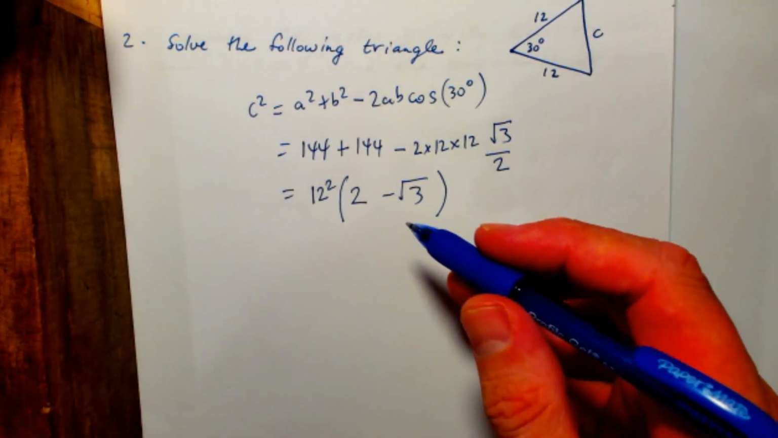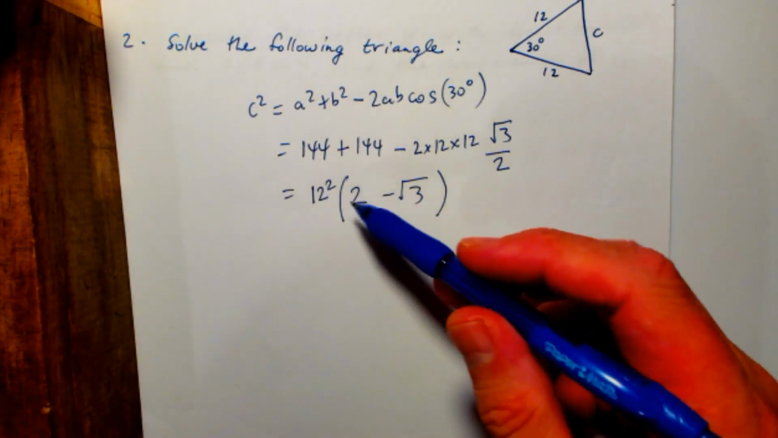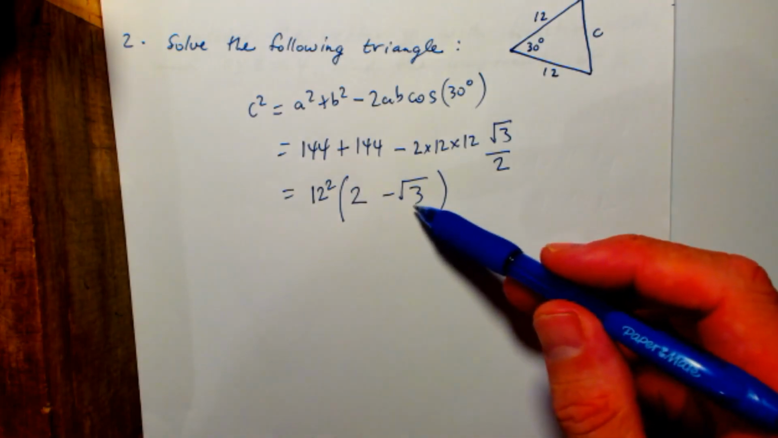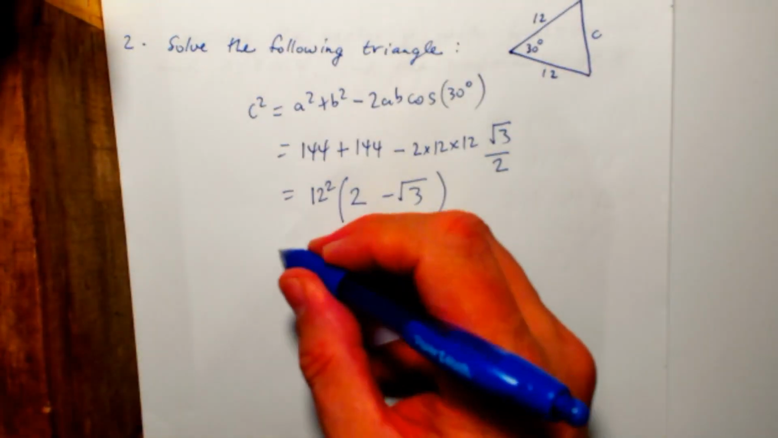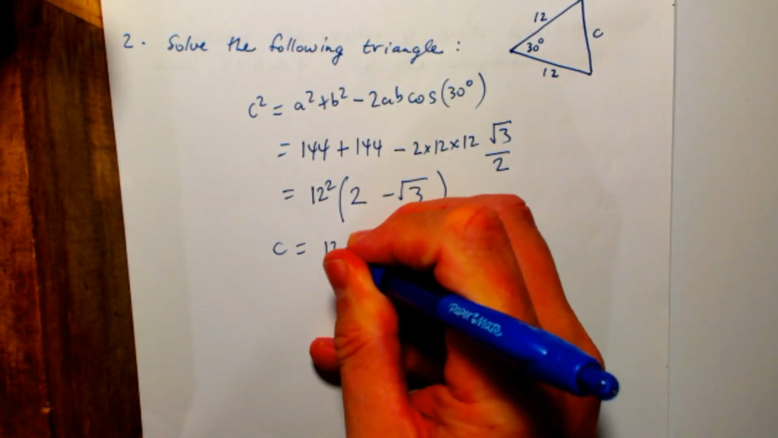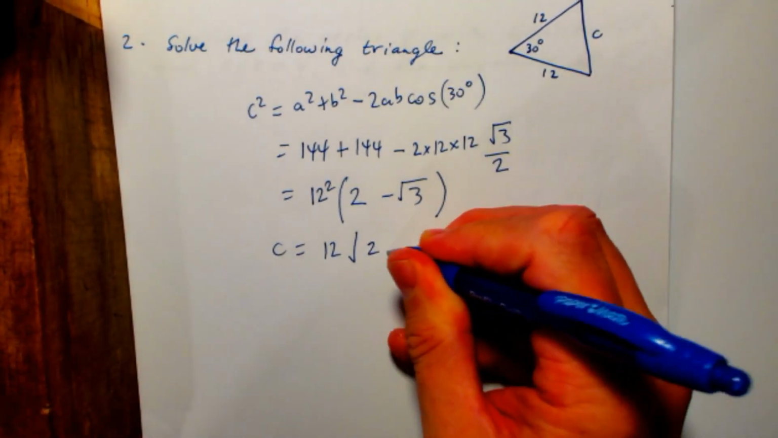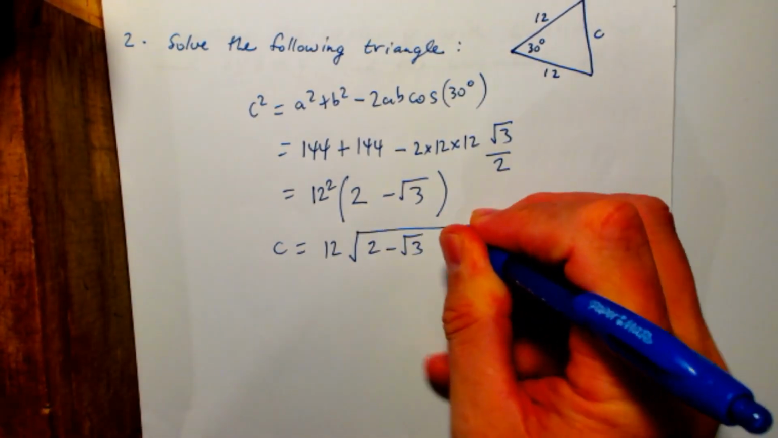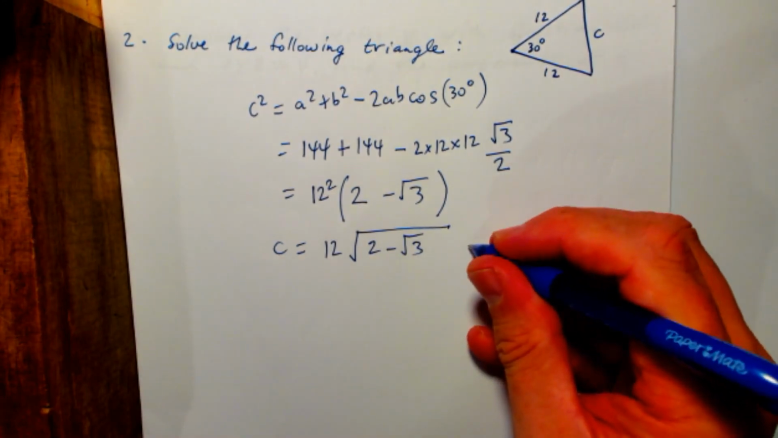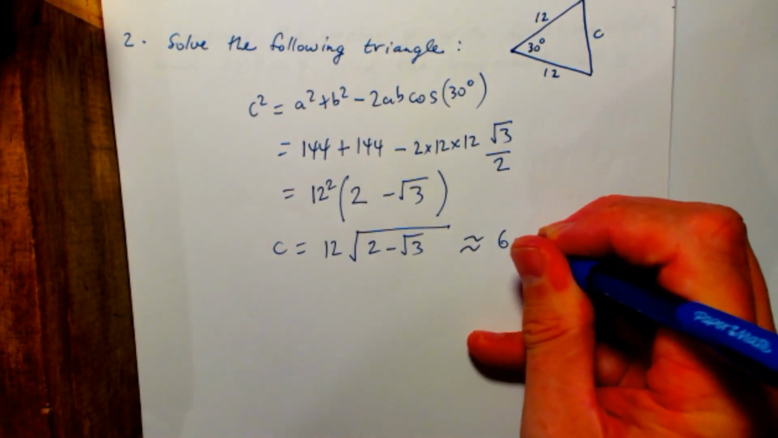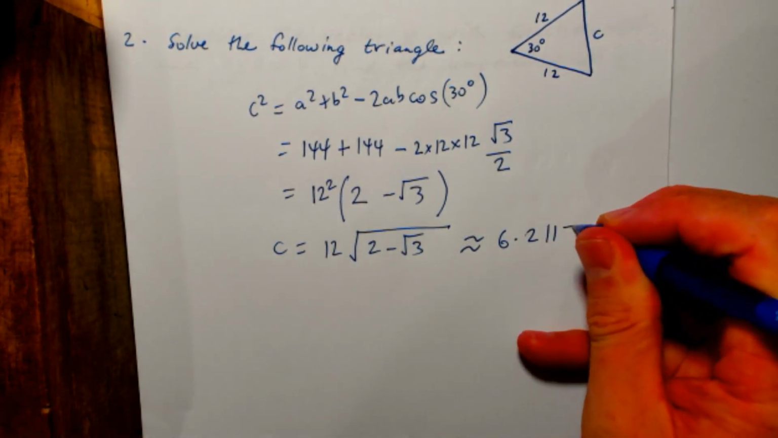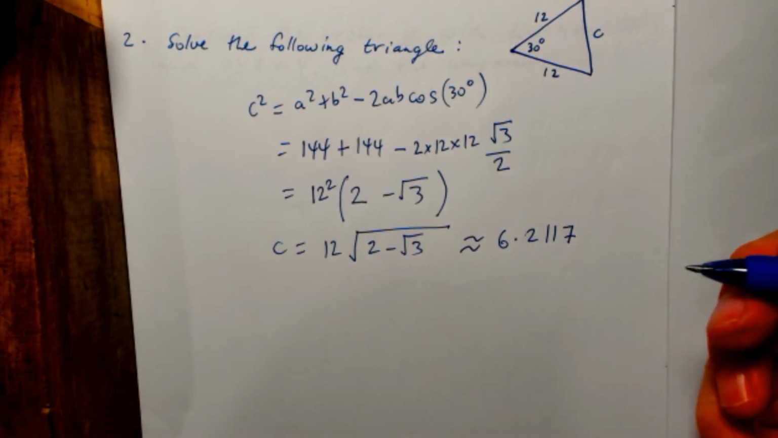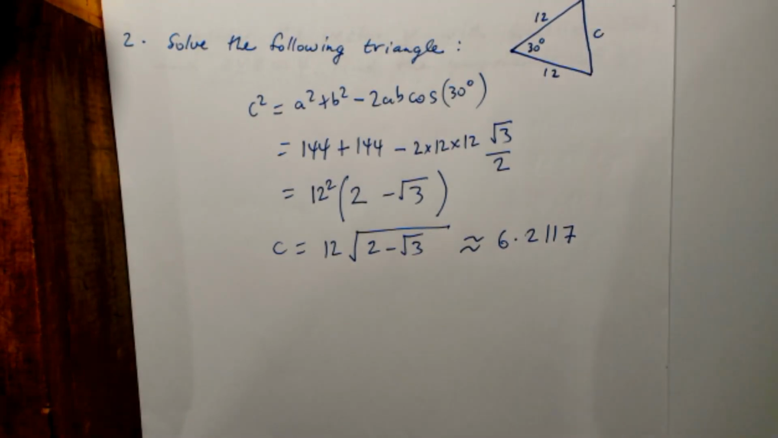Now if we take square roots, we get plus or minus 12 root 2 minus root 3, but we want the positive one since this is a triangle length. So C is equal to 12 root 2 minus root 3. And that's approximately 6.2117 or so. Okay, now the last thing we need are the interior angles.